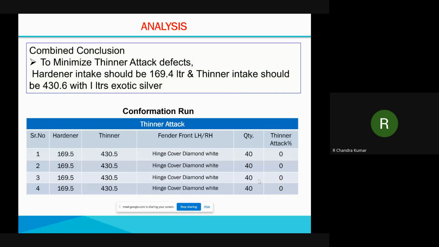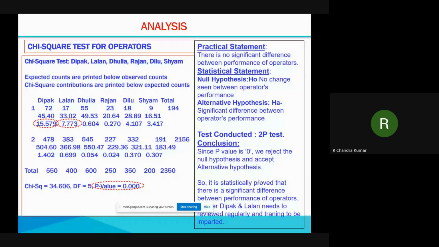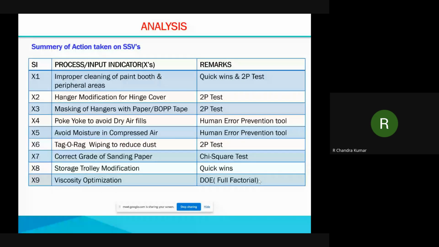Afterwards, they tried it for 40 products, like hinge cover, diamond white, different color fender, and it's not creating a thinner attack. Earlier, out of 7,787 samples, 403 products used to have a thinner attack. Now, out of 5,687 samples, only 2 samples got a thinner attack problem after optimization. So the test of hypothesis shows that there is significant reduction. So this is one example.